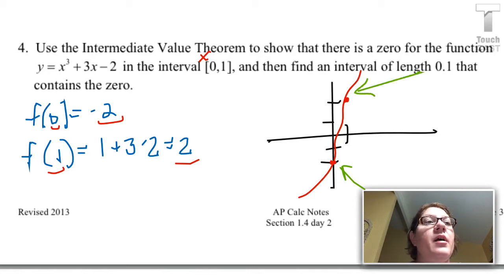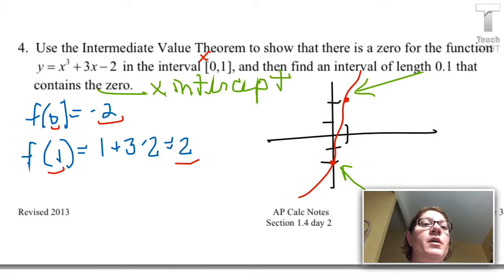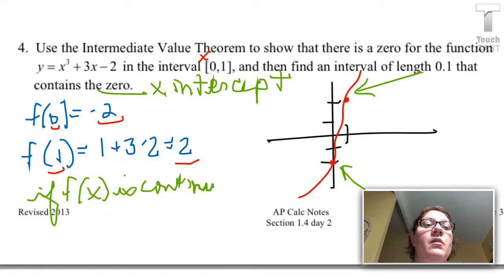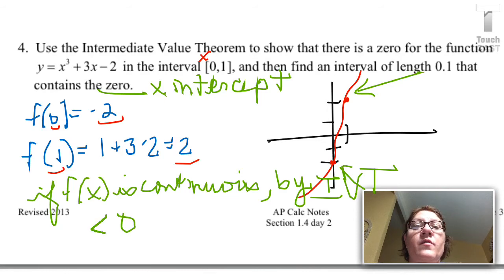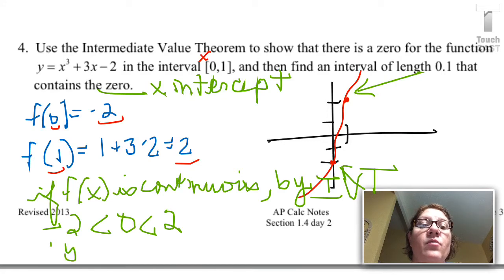And so since I know that this is continuous over the interval, and I'm trying to show that there's a 0, I remember that a 0 is an x-intercept. So by the intermediate value theorem, it says that if f is continuous, then 0 lives between -2 and 2. Remember, these are y values.